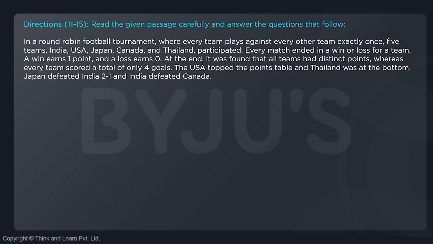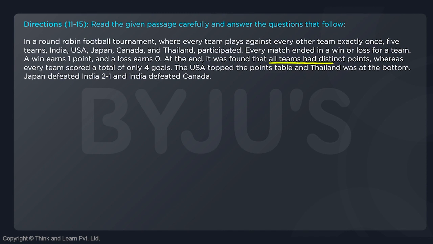In a round robin football tournament, where every team plays against every other team exactly once, five teams, India, USA, Japan, Canada, and Thailand participated. Every match ended in a win or loss for a team, so there was no draw. A win earns 1 point and a loss earns zero. At the end, it was found that all teams had distinct points.